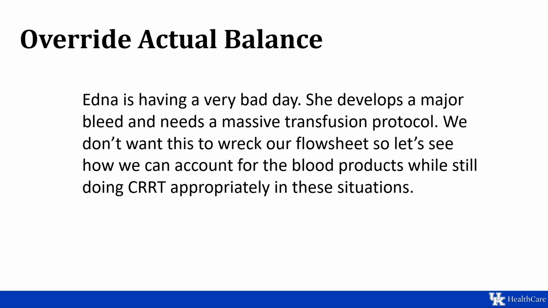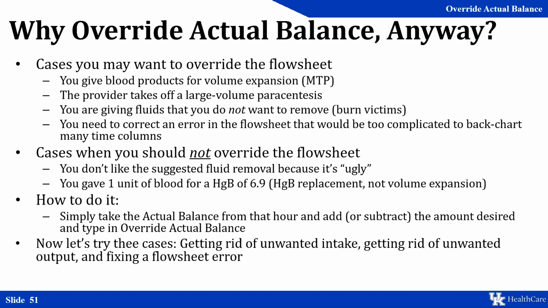In this case, the MTP's purpose is to, of course, replace blood and clotting factors as well as expand her volume, correct whatever hemorrhagic shock that she was in. Thus, we wouldn't want to pull that fluid off on CRRT. What are some other cases we would want to use override actual balance? The MTP I just discussed is one of them.